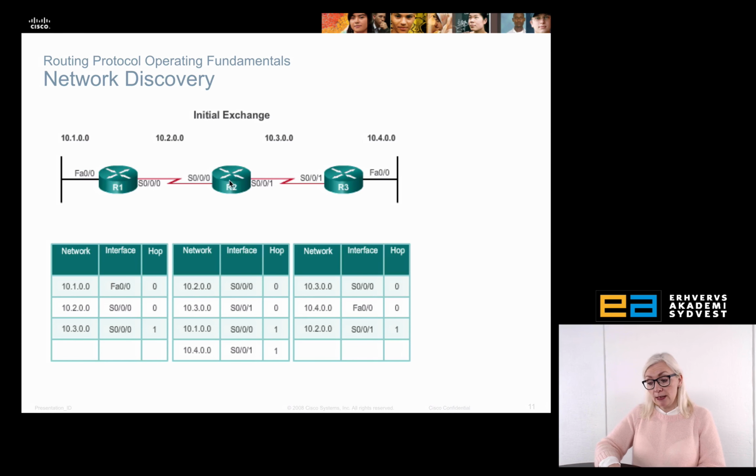We can also see here that router 2 also gets information from router 1 and router 3. So here it will know the network 10.1.0.0, which is this network over here, and I will go through my serial 0/0/0 interface, and I will hop once, because I need to go through router 1. In this way, they all get information about their neighboring routers' directly connected networks. This is step 2.